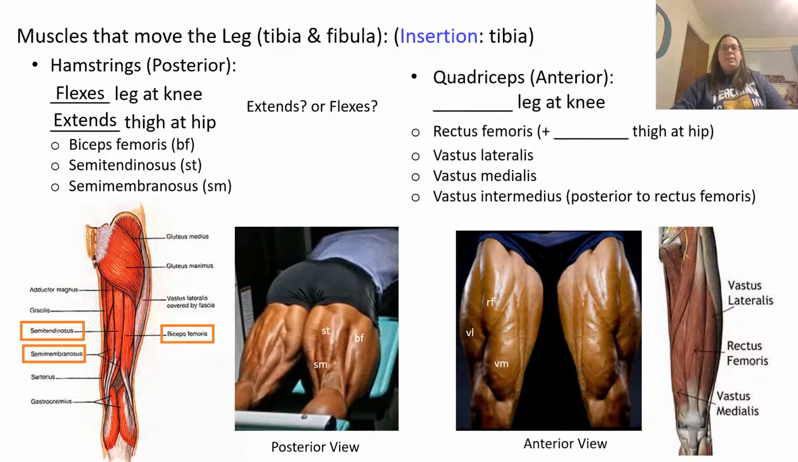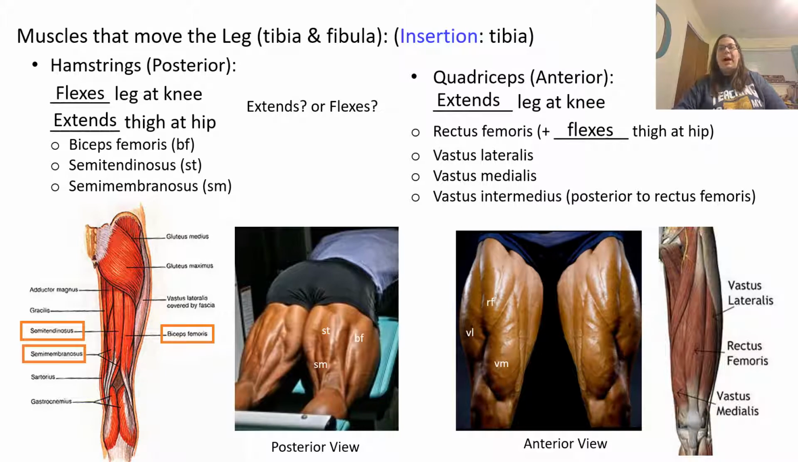We see the opposite, the anterior side of the leg is going to have the quadriceps. This is going to help extend the leg at the knee. Now, there are four muscles here. That's what the quad tells you. We have the rectus femoris. The rectus femoris also helps flex the thigh at the hip. So you have the rectus femoris. You have the vastus lateralis, the vastus medialis, and then there's the vastus intermedius.